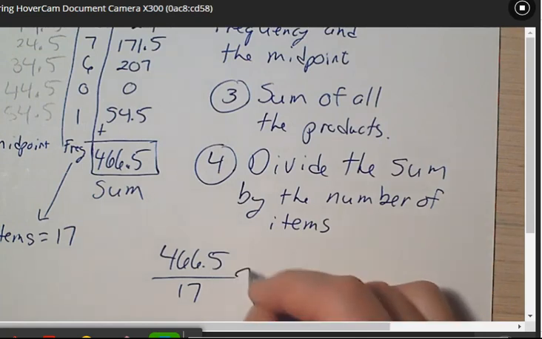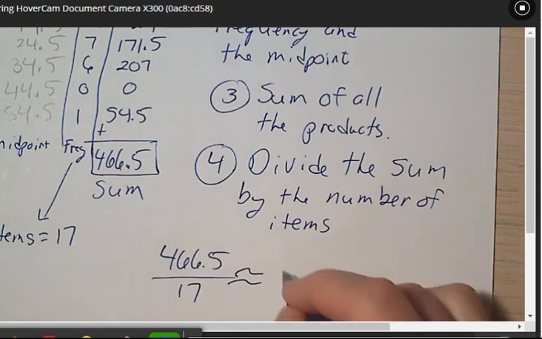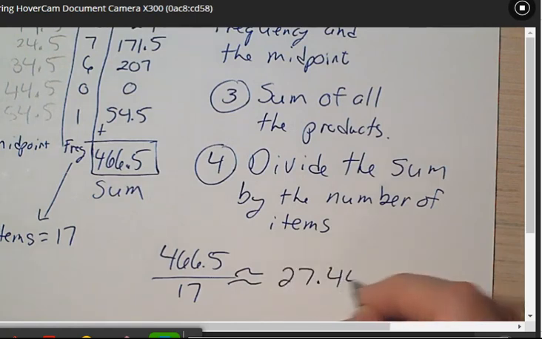Okay, and most of these are probably going to come out, we're going to have to round these off. So if we round this off to 2 decimal places, that's going to be 27.44. Okay, so it's basically taking the group frequency distribution that we did in section 1 and using that to go back and then find the mean of that distribution.